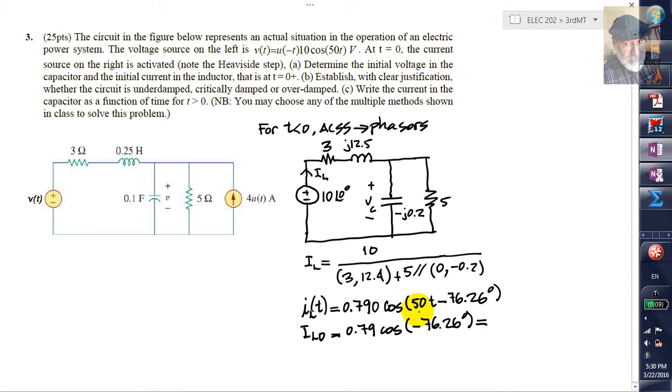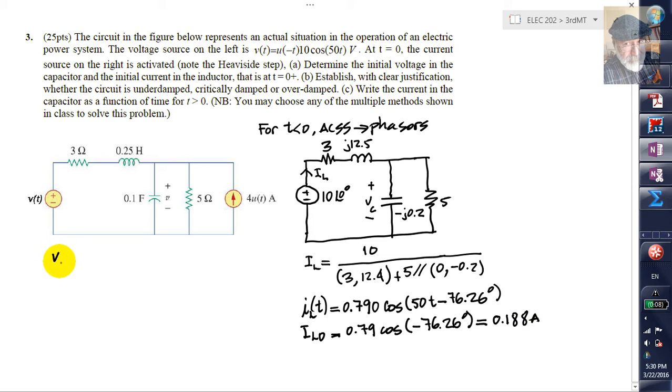Evaluating that function of time at t equals 0, we get this expression. Evaluating that, and such is the initial value of the current in the inductor. Let's go with the capacitor now.